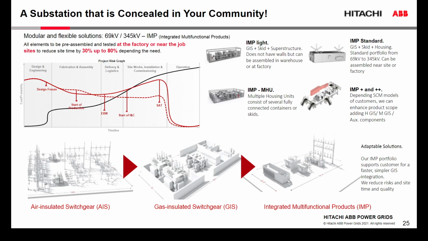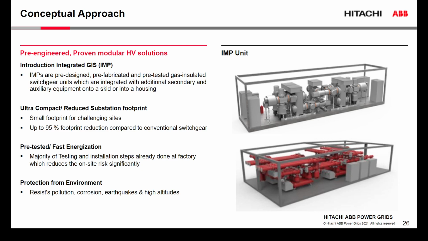Below that graph, you see the move forward from an air-insulated switchgear to a standard gas-insulated substation to a multifunctional product housing. As you can see, you're still getting the same outcome on the substation, but you reduce the footprint of a GIS. You have an ultra-compact design. And that is pretty much the idea of such housing. Further reducing the footprint of a substation, further removing the risk out of a project.